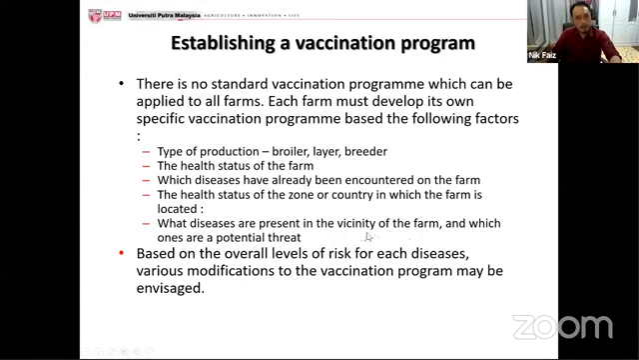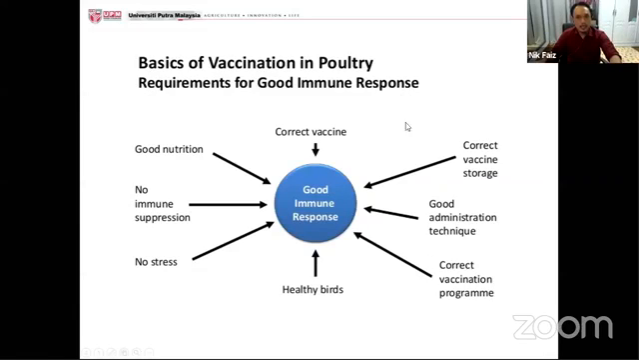The health status of the farm: which diseases have already been encountered on the farm, or the health status of the zone or country in which the farm is located, what diseases are present in the vicinity of the farm, and which ones are potential threats. These are the things you have to consider when you develop a vaccination program. Based on the overall risk level of each disease, various modifications to the vaccination program may be envisaged. So these are the basics of vaccination in poultry, the requirements for a good immune response.